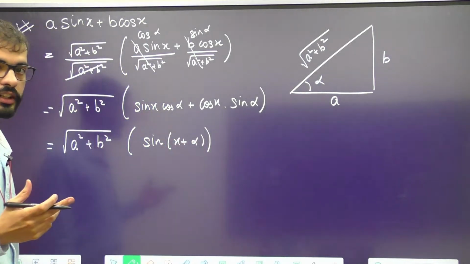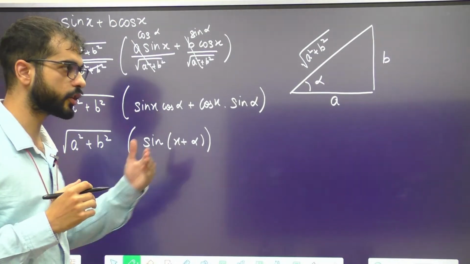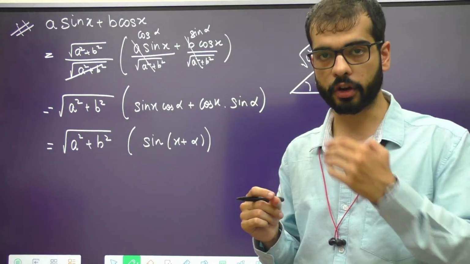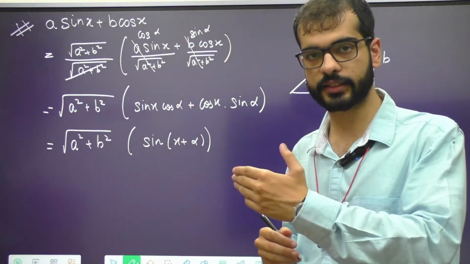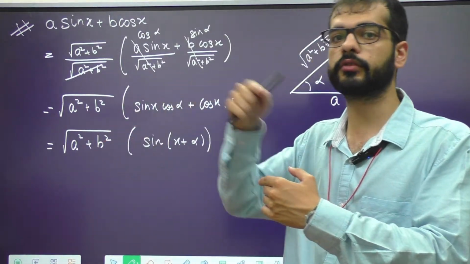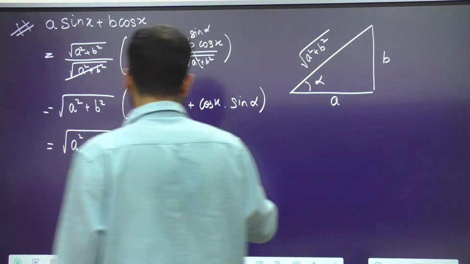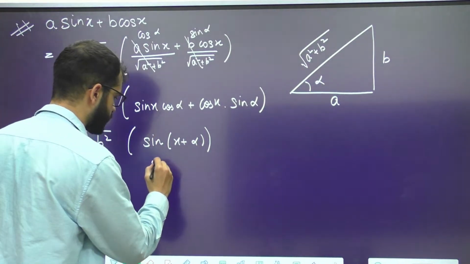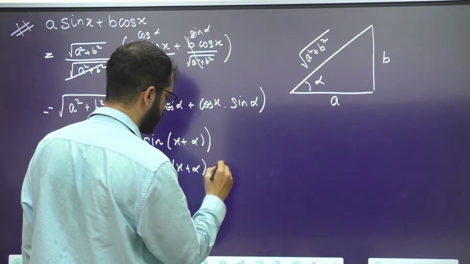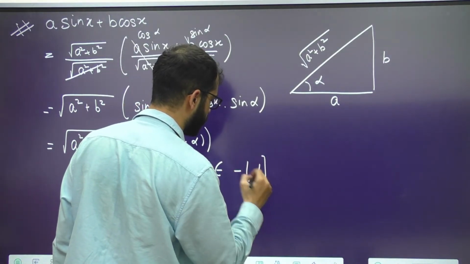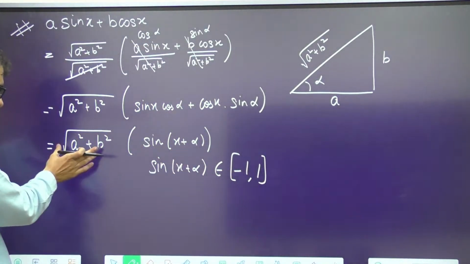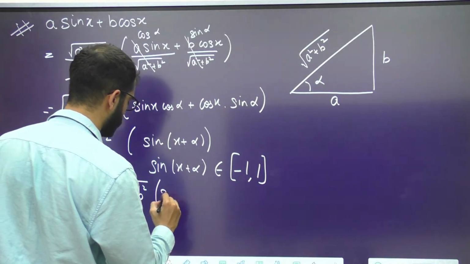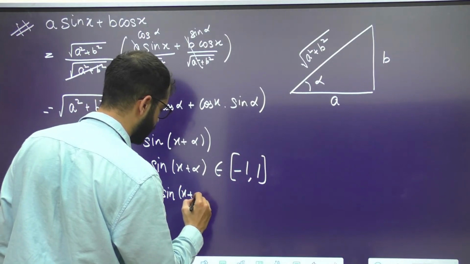And since we all know that the value of sine ranges from -1 to 1, this was covered in the previous lectures, that the value of sine increases from -1 goes till 1, and since it's cyclical, that will again reduce from 1 to -1. So the value of sine of x plus alpha belongs from -1 to 1. And if I'm multiplying this thing with this, the result is under root of a square plus b square multiplied with sine of x plus alpha.